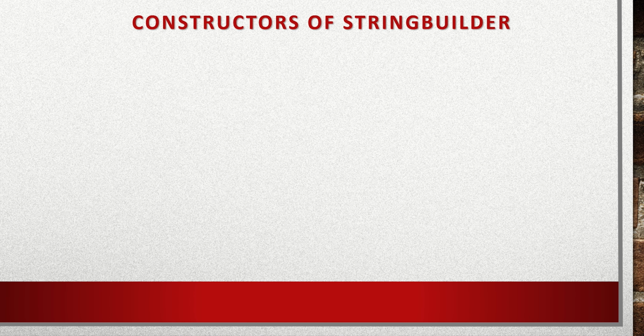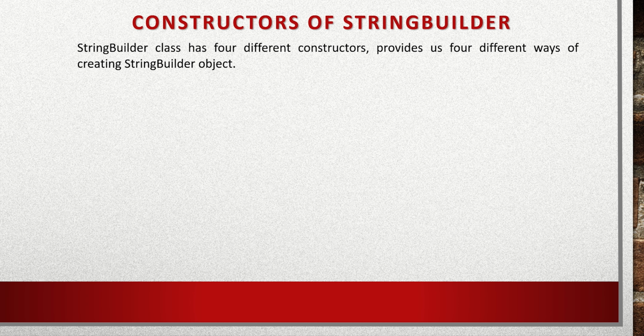Constructors of StringBuilder. The StringBuilder class has four different constructors, providing us four different ways of creating a StringBuilder object. Default StringBuilder constructor: constructs a StringBuilder object with no characters in it and an initial capacity of 16 characters. Example.